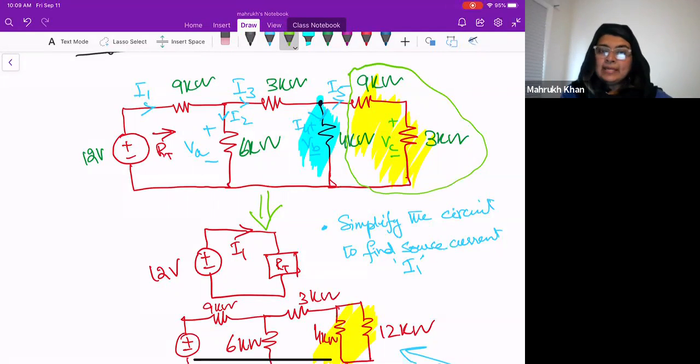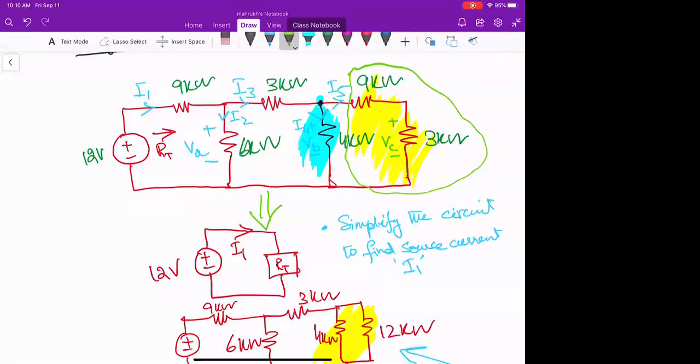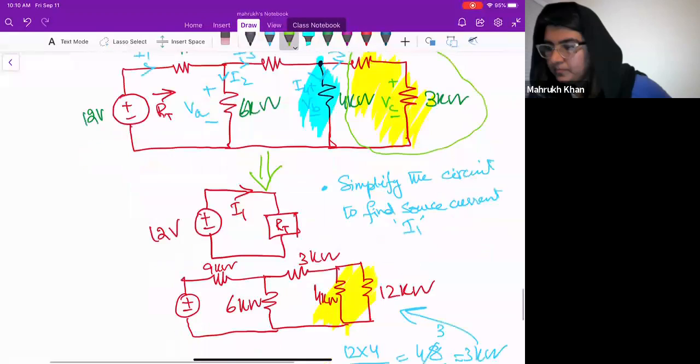So VB is actually the same voltage that you will have across 9 kilo ohms plus 3 kilo ohms, right? And VC is kind of the voltage division of VB. Yes. Okay.